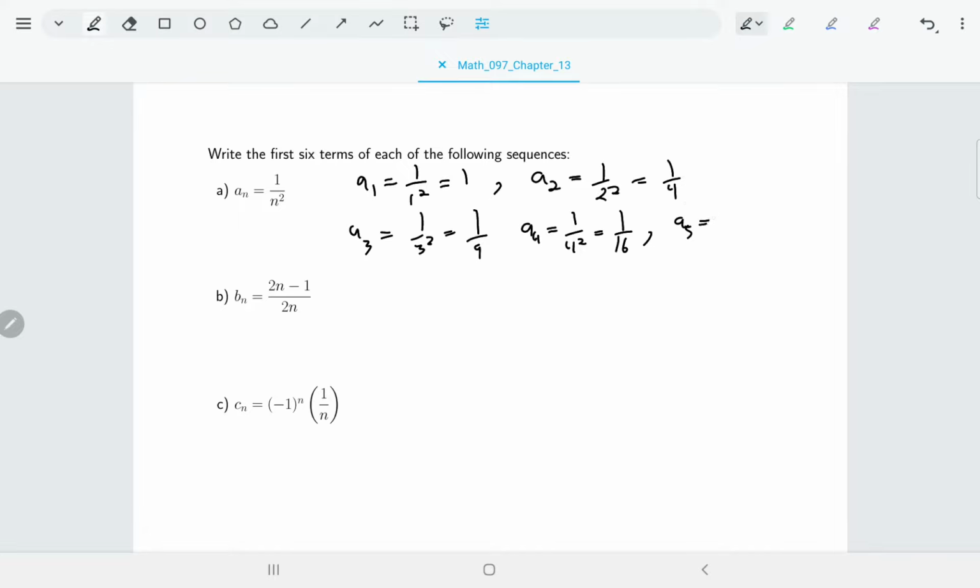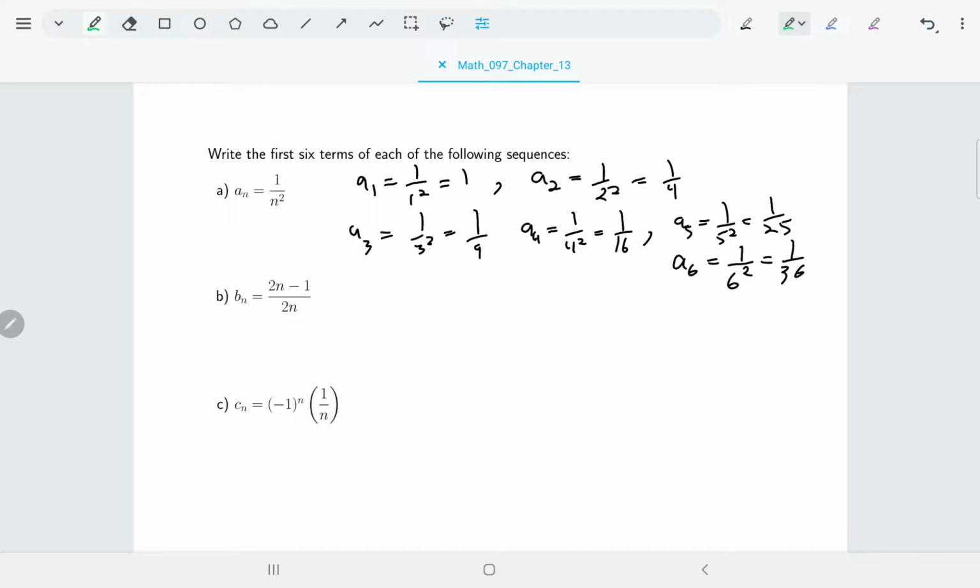a5 should be 1 over 5 squared, which is 1/25. And a6 should be 1 over 6 squared, which is 1 over 36. So once we have a formula, it's easy enough for us to come up with the values on our sequence for each of the terms that we're looking for.